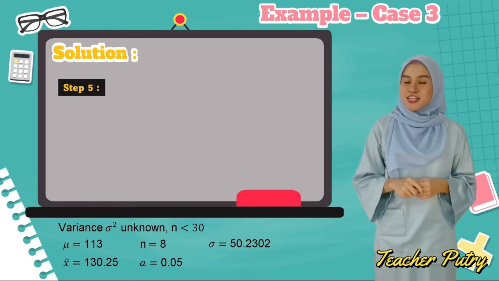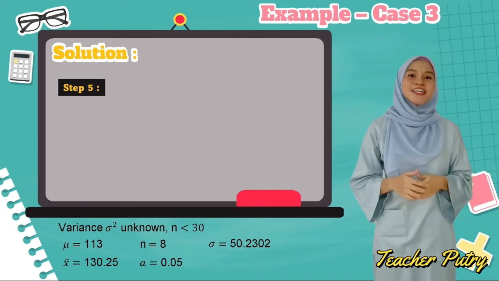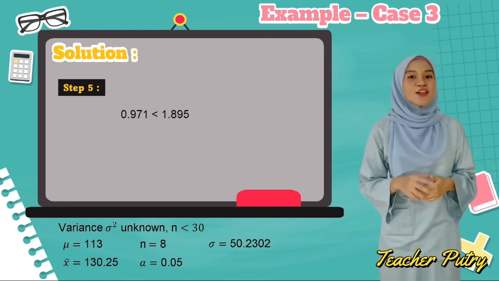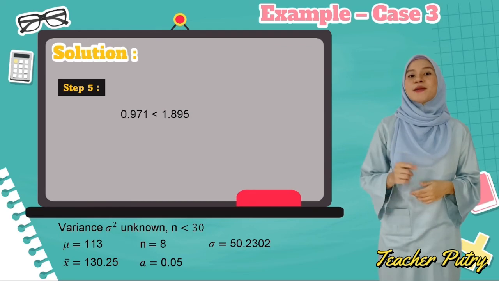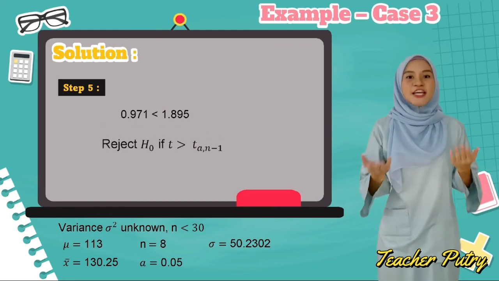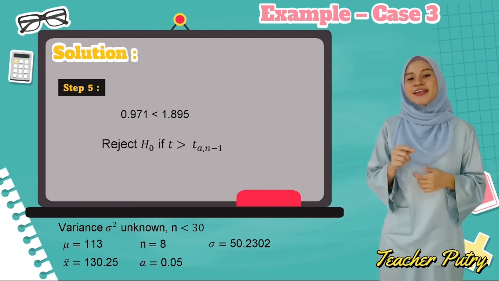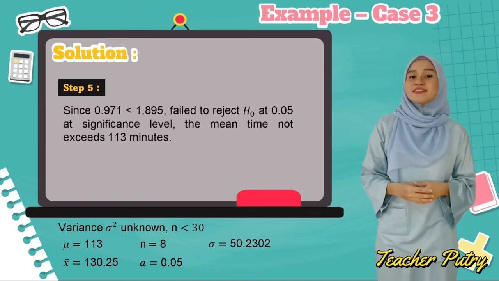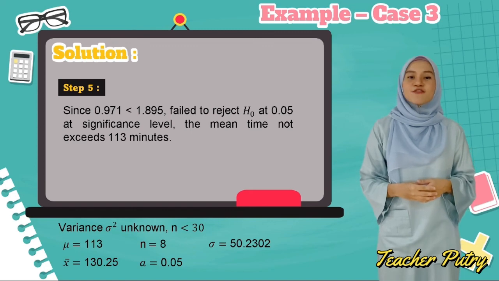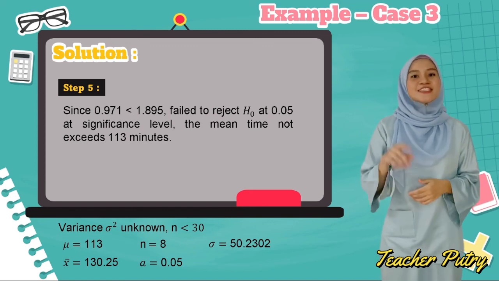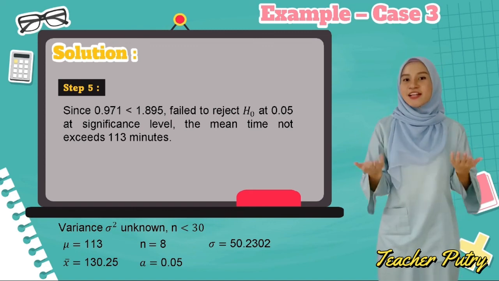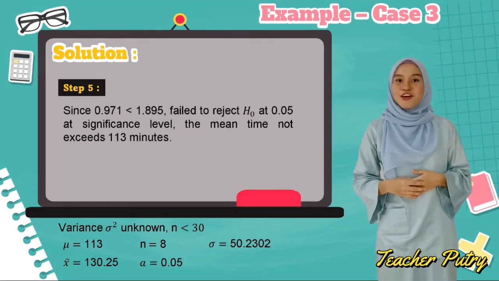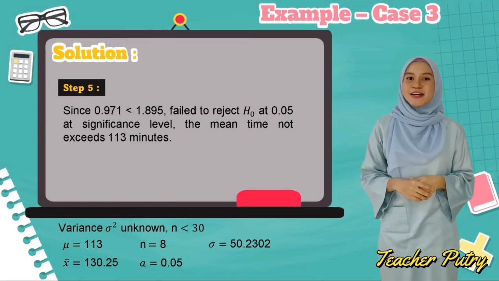The last step, step 5. We must make a decision and conclusion. For the t-test, we got 0.971. Using alpha 0.05, we got 1.895. We reject when the t-test is more than the critical value. Since 0.971 is less than 1.895, we fail to reject H null at the 0.05 significance level. The mean time does not exceed 130 minutes. Finish! That's all for example case 3.